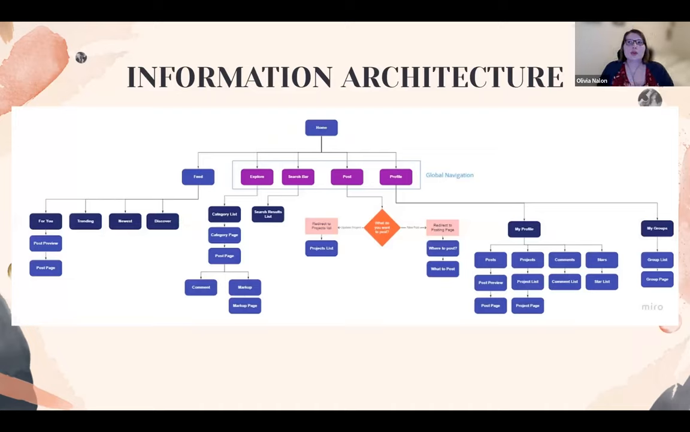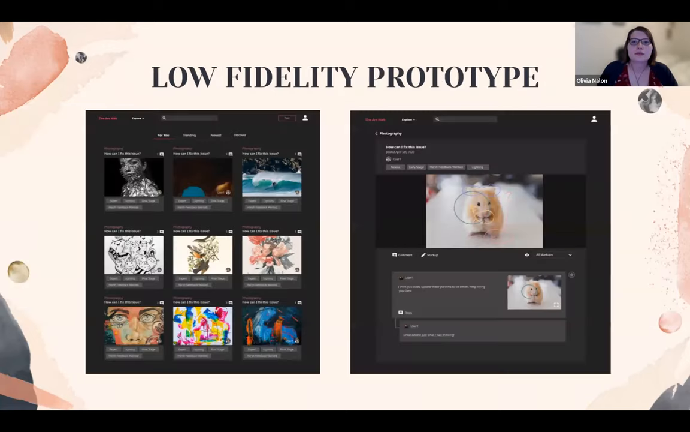So then moving into creating the low fidelity prototype and implementing these features, a big thing that we did early on was lay out the information architecture. So how the site was going to be structured, where those features would live. We wanted to map that out early on so we had some sort of roadmap moving into the low fidelity prototype.